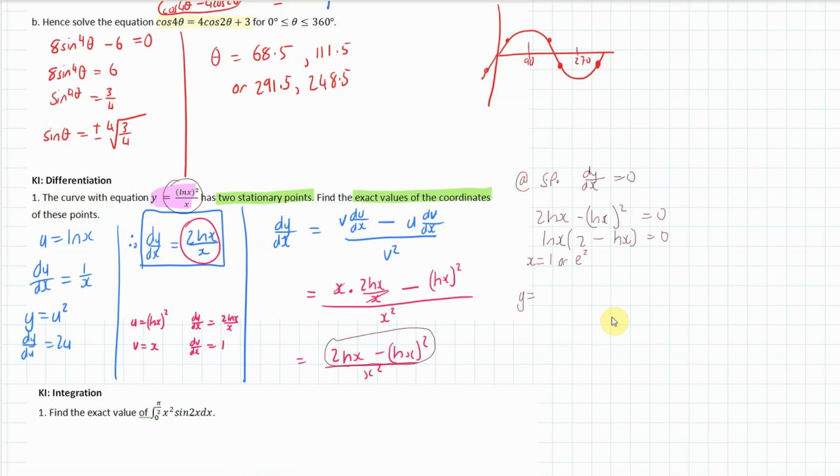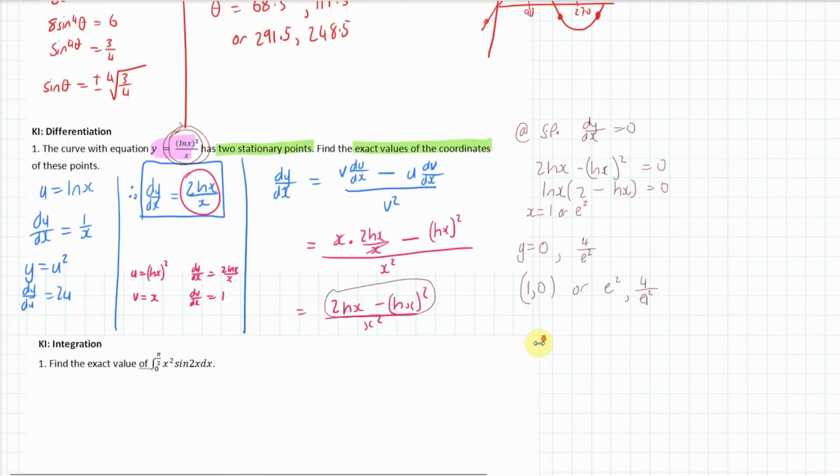Now if we chuck in a 1, we'll get 0. And if we chuck in an e to the 2, we're going to get ln e to the 2 over, what will that be? So that will be 2 squared, so 4 over e to the 2. So I think it should be like this. So those should be our two values. Just chucking them into here. So the coordinates are 1, 0, or e to the 2, 4 over e to the 2. There we go. That was a bit tricky, wasn't it?